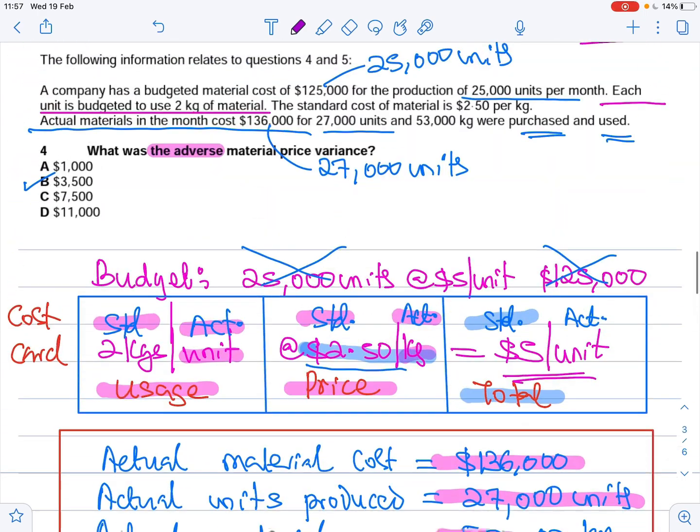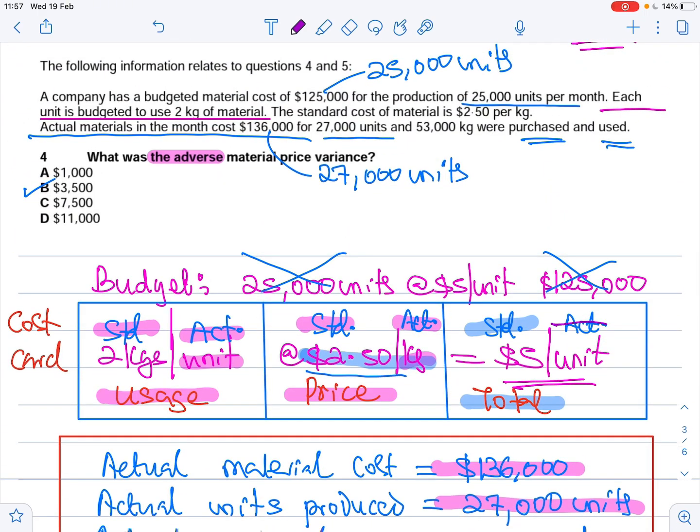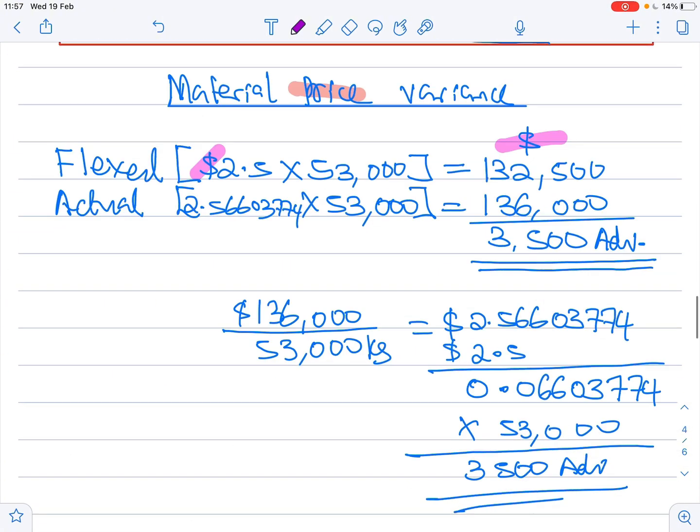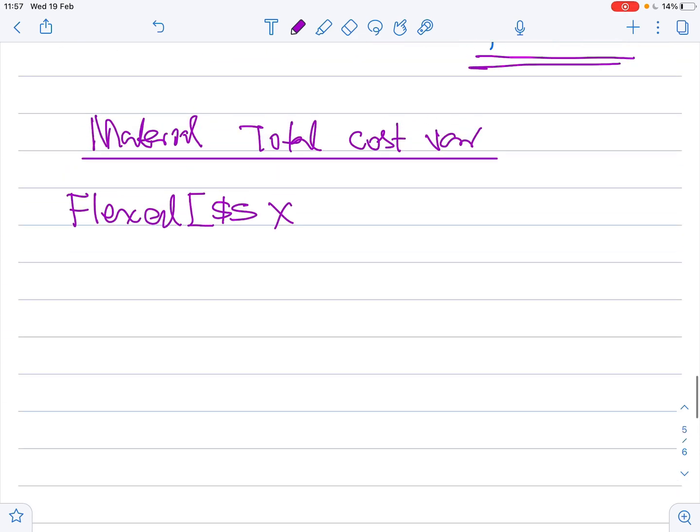Let's go back to the cost card. You multiply by the actual units. So our actual unit from the question is 27,000. So 27,000. Let's drop that in. So 27,000. I'll do that again.